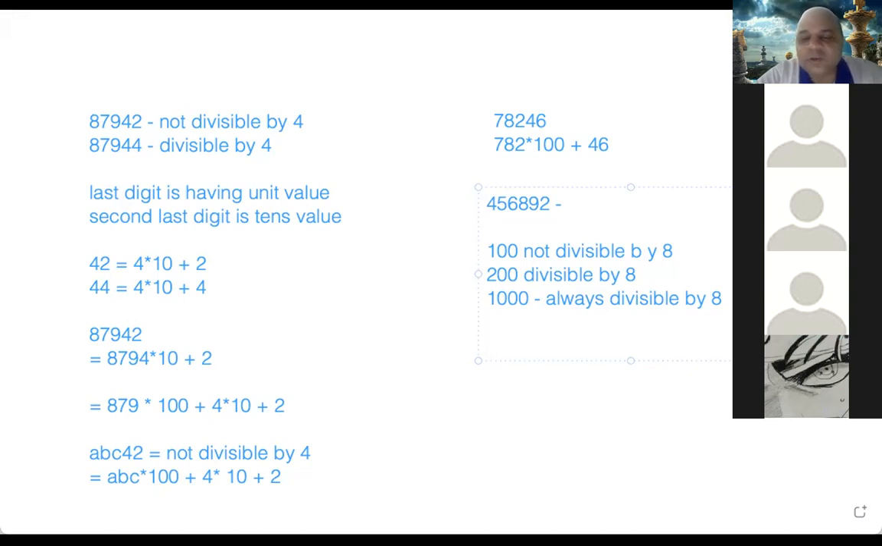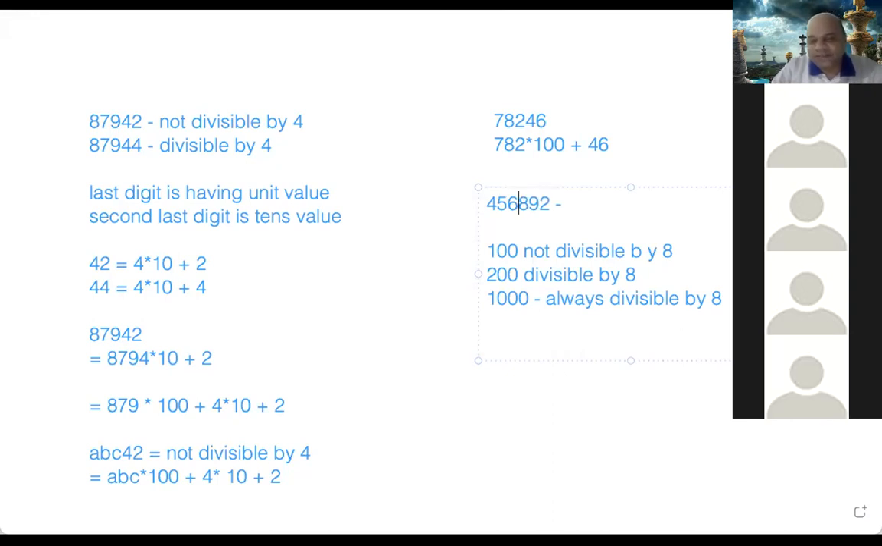All 100 numbers are divisible by 2, and all 100 numbers are also divisible by 4, but all 100 numbers are not divisible by 8. Example is 100 itself or 300 itself. It is not divisible by 8. But all 1000 numbers, 1000, 2000, 11,000, 13,000, 17,000, any 1000 number is always divisible by 8. So to check the divisibility by 8, all we do is check the last 3 digits.